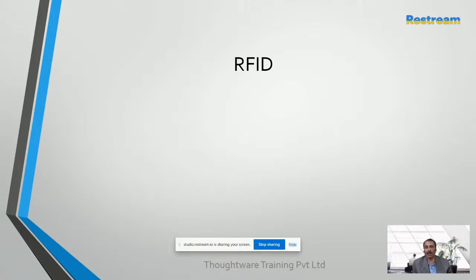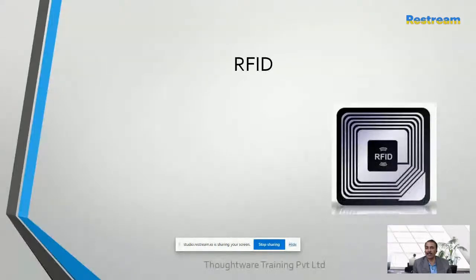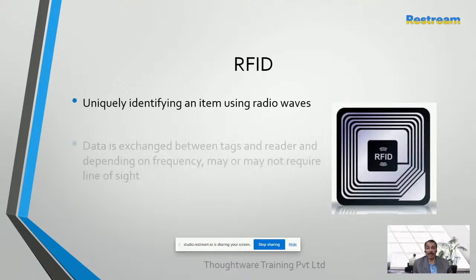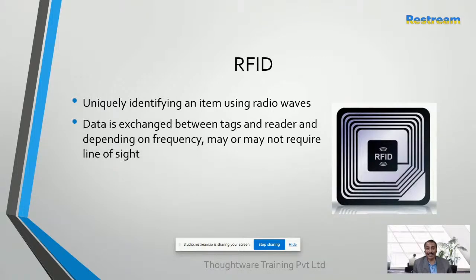You may be also aware, in the toll gate, there is a RFID mounted in the car or the vehicle, so it can automatically read, and it is having a better advantage compared to the barcode, because this item or this device need not be in the line of sight. And also, depending upon the type of RFID, it can be at a distance of 100 meters or more. Okay, it uses radio waves for identification. Data is exchanged between tags and reader, and depending on frequency, may or may not require line of sight.